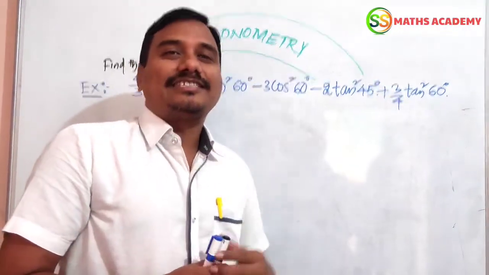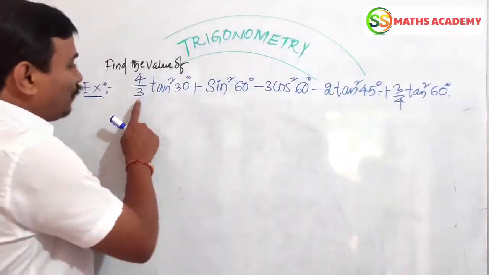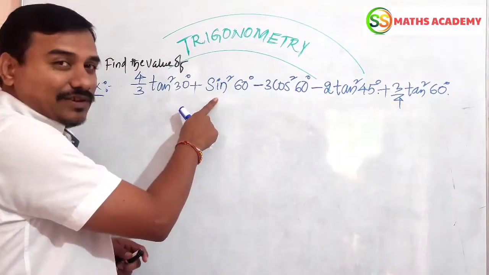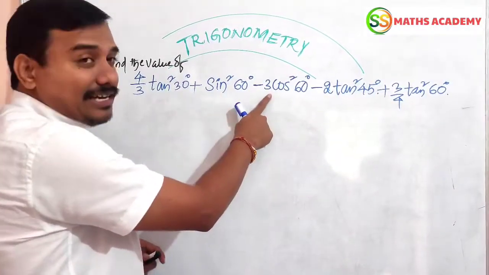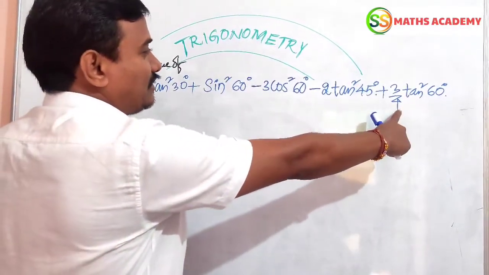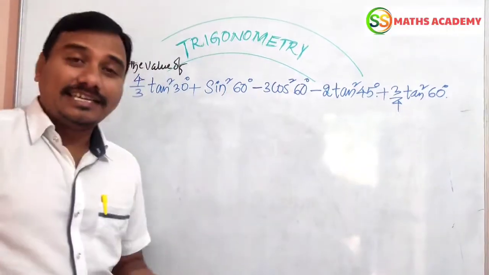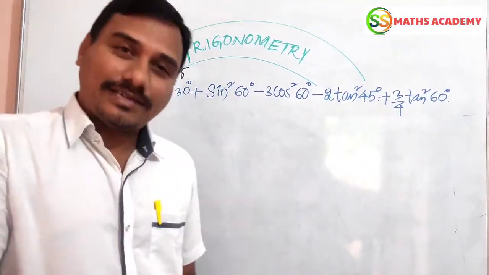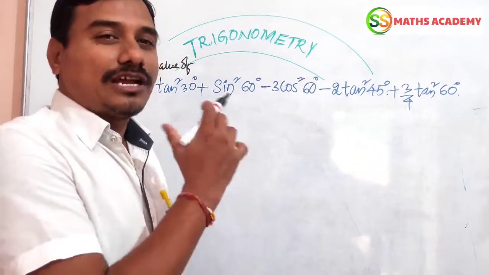Come, let us see the question. 4 by 3 tan square 30 sin square 60 minus 3 cos square 60 minus 2 tan square 45 plus 3 by 4 tan square 60. This is the question in front of you. By the knowledge of the trigonometric table, we have to solve this question.